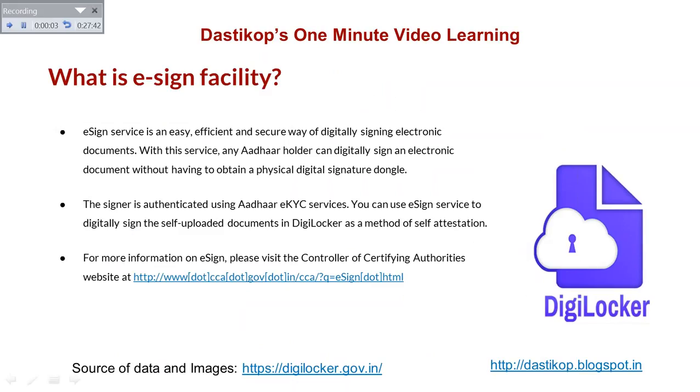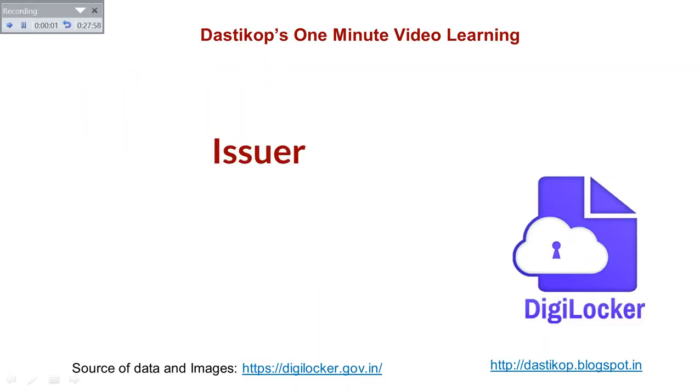What is the e-sign facility? E-sign service is an easy, efficient, and secure way of digitally signing an electronic document. What it actually means is, suppose you uploaded a document which is not issued by anybody, then you can authenticate or self-attest it using this e-sign facility. So I told you how a resident can use that. More than 1 billion people can use that by just going to that website.